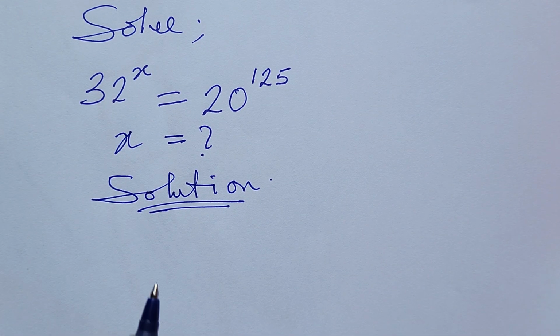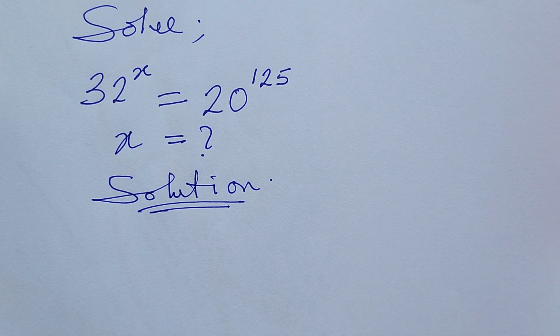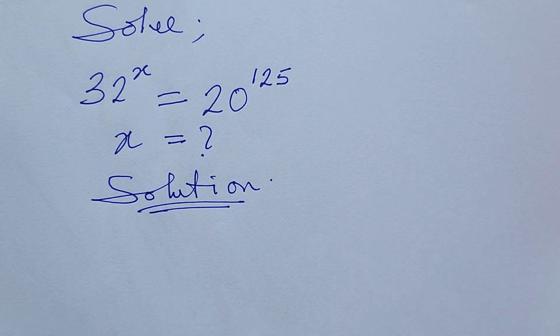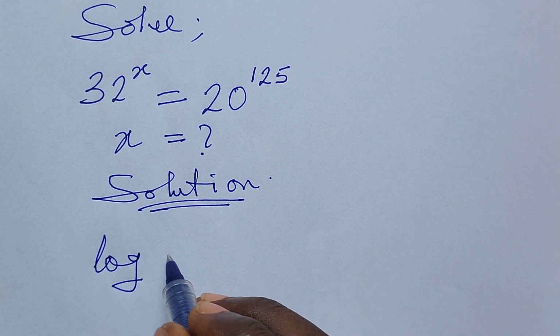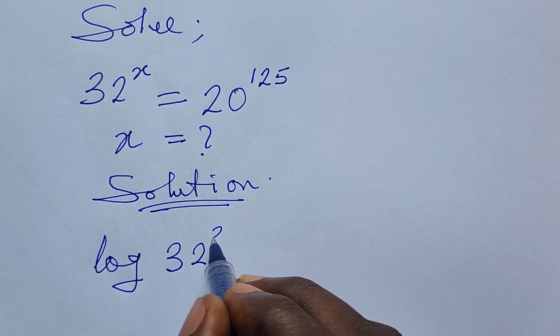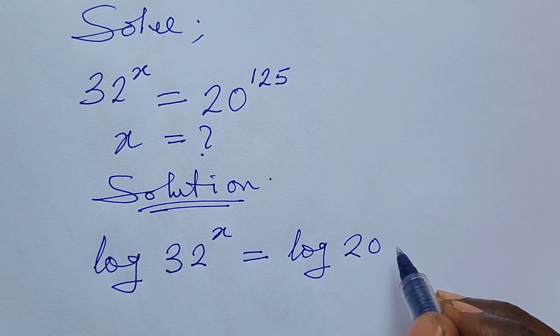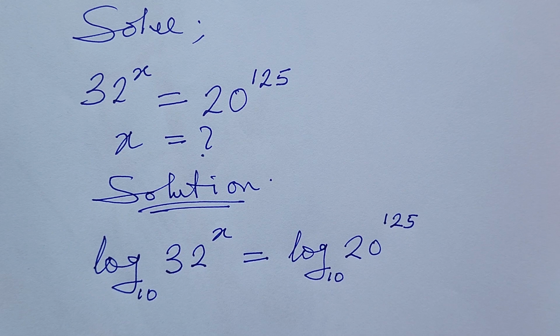Now, the first thing we're going to do here, we consider the exponent we have here and the exponent we have here. Because of the exponent, we go and take the log to either base 10 or ln base e. But here, because of the bases we're having here and here, let's take log to base 10 on both sides. So this will give us log of 32 all to the power of x, equal to log of 20 to the power of 125, also base 10.